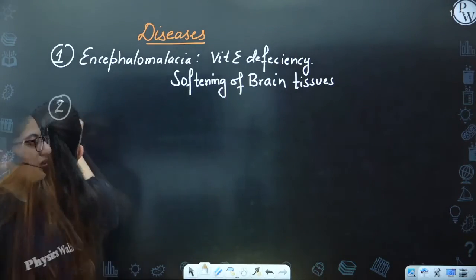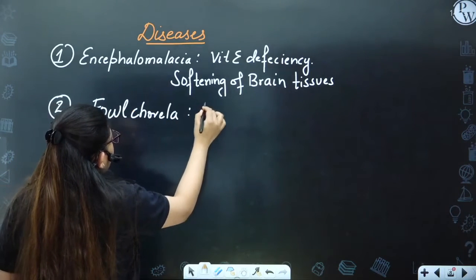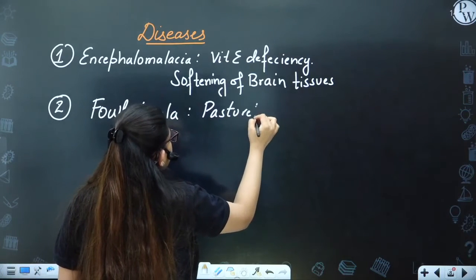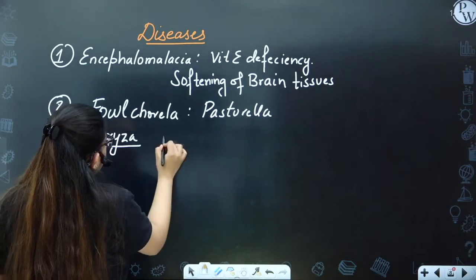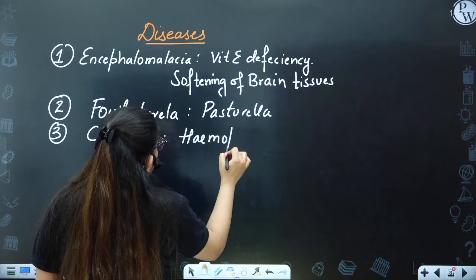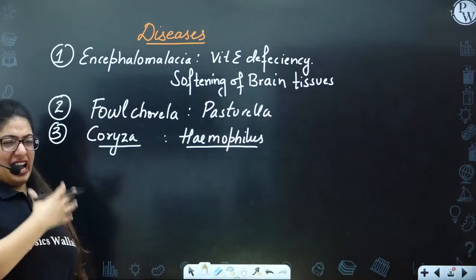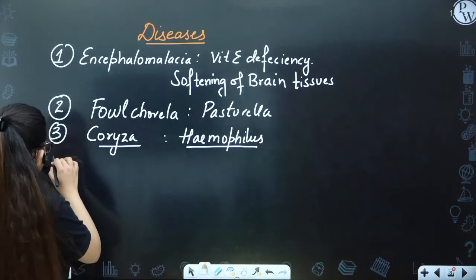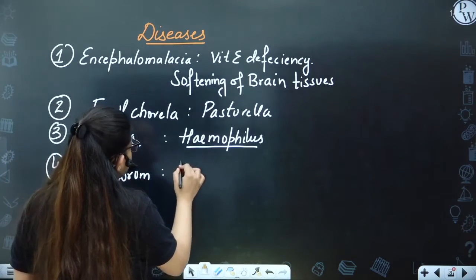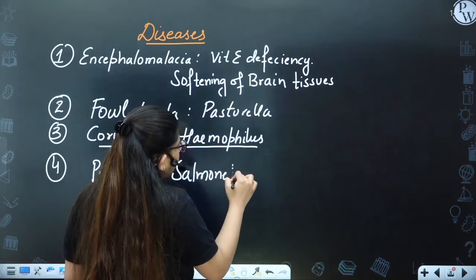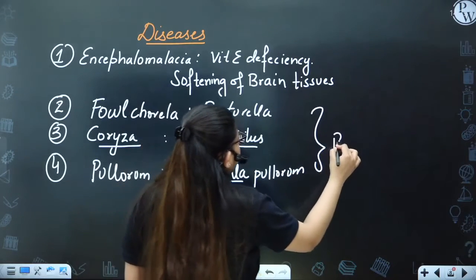Next is the bacterial one, fowl cholera. That's again bacterial and occurs due to Pasteurella. Then we have coryza, which occurs due to again a bacterium, Haemophilus. The organism Haemophilus enters through the respiratory pathway and infects the entire respiratory system. Then next we have pullorum. Pullorum is a disease caused by Salmonella. It's again a respiratory one. Salmonella pullorum. It's again bacteria. These three are bacterial.